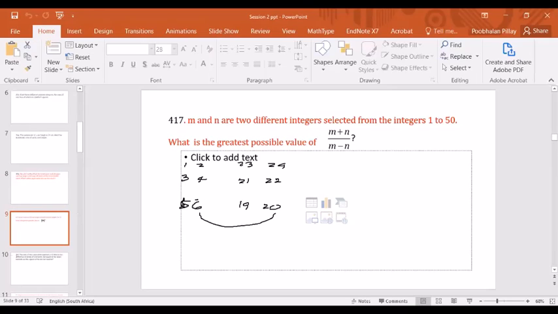Okay, this also, you can try this problem out. M and N are two different integers selected from numbers 1 to 50. What is the greatest possible value of this fraction, M plus N over M minus N? So you must select different values for M and N from these 50 numbers, and you have to figure out which is the largest possible one.